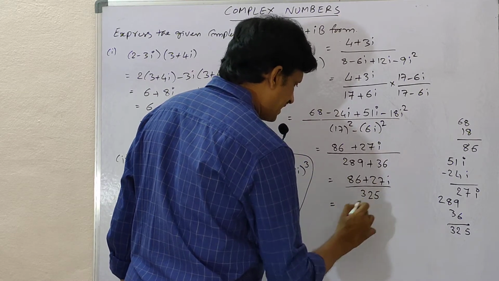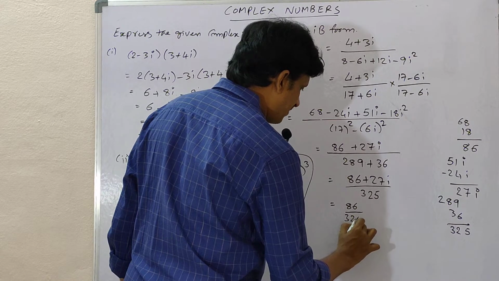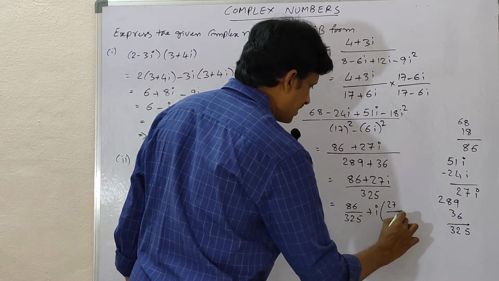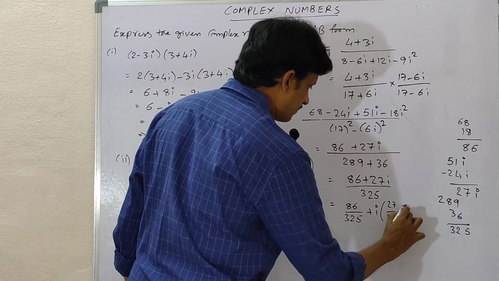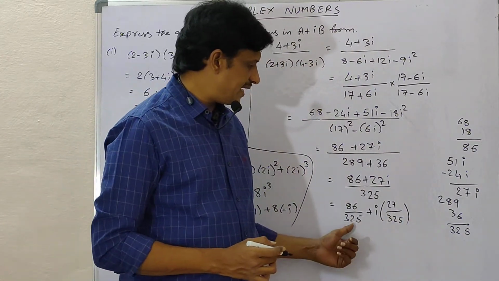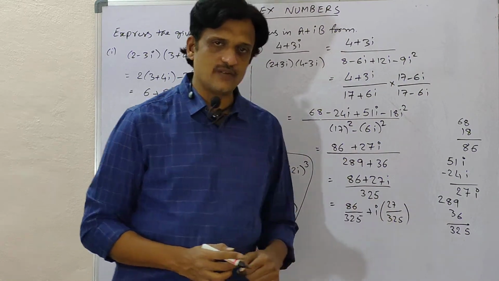So now separate the real and imaginary parts. 86 by 325 plus i into 27 by 325. A plus ib form we are getting here, where a is equal to 86 by 325 and b is 27 by 325.